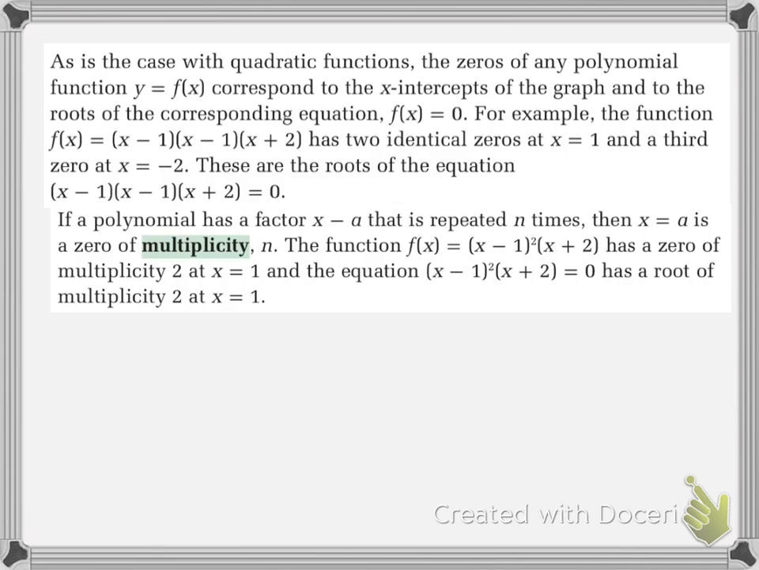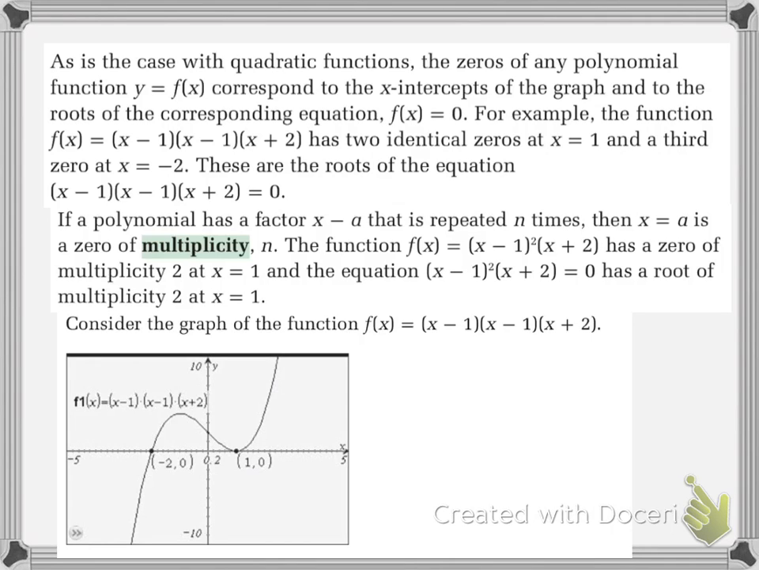If a polynomial has a factor of x − a that is repeated n times, then x − a is said to be a zero of multiplicity n. The function f(x) = (x − 1)² (x + 2) has a zero of multiplicity 2 at x = 1, and the equation (x − 1)²(x + 2) = 0 has a root of multiplicity 2 at x = 1.